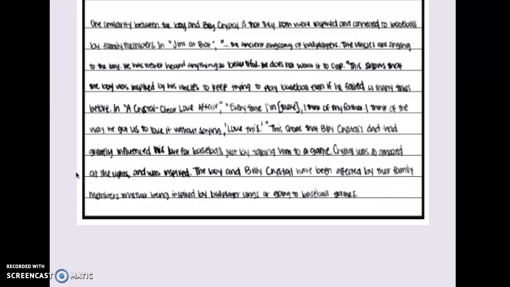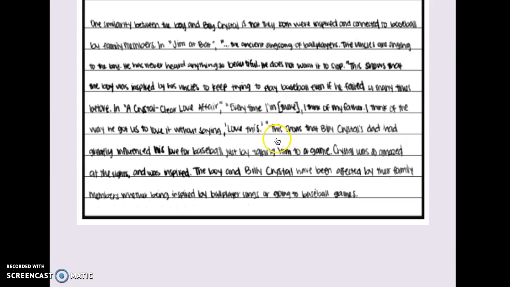The boy and Billy Crystal have been affected by their family members, whether being inspired by ball player songs or going to baseball games. So they show the similarity by family members. The passion was made by family members for the game of baseball. And textual evidence, appropriate textual evidence from both passages.